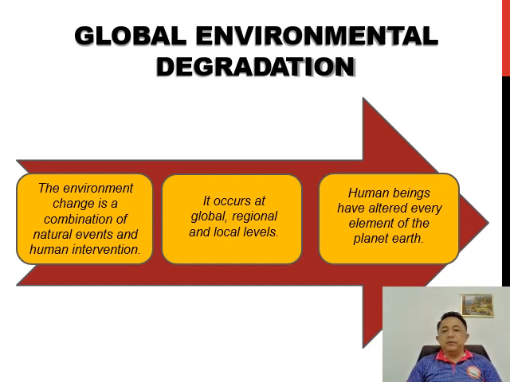Human beings have altered every element of the planet Earth. We made drastic changes, not only to the surface of our planet, but also to its other components. We have changed the land surface. We have also affected our different bodies of water, and the air that we breathe is already affected by our daily activities. So the degradation of our environment is mostly due to humans.